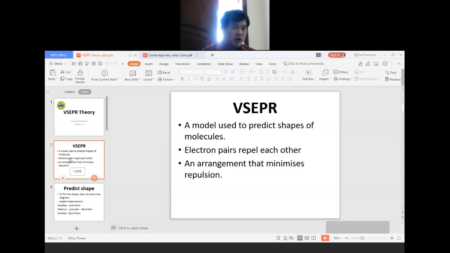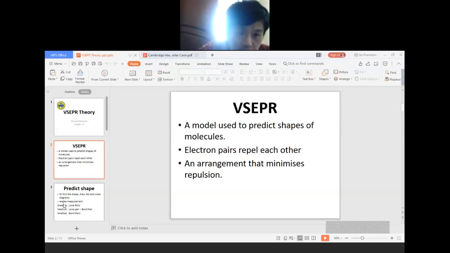Because VSEPR stands for, the R is repulsion. So there is repulsion between the electrons. What are the electrons that repel? Yesterday we learned already about lone pair and also bond pair. One X, one dot is called a bond pair, and then XX is called a lone pair, or a dot pair is a lone pair.